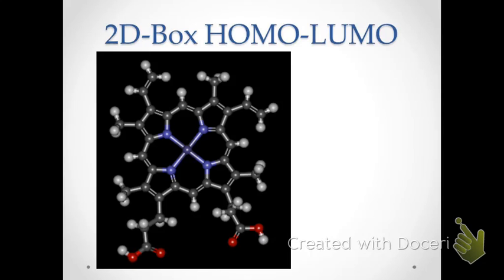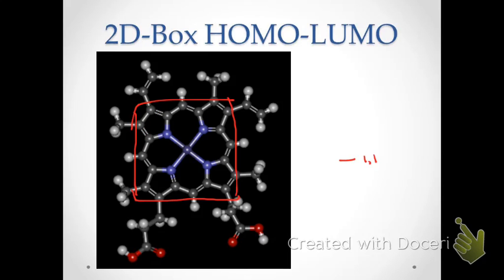So here is just a picture of this model that we're talking about, where we do have, so here is our box, essentially, right here. Okay, and you can see the pi electrons associated with the pi conjugation, if you look at the pi bonds here. We have this conjugated chain that wraps around that particular box.